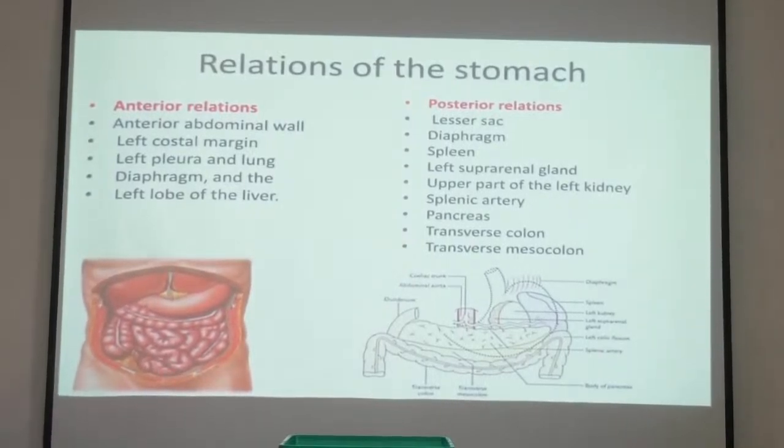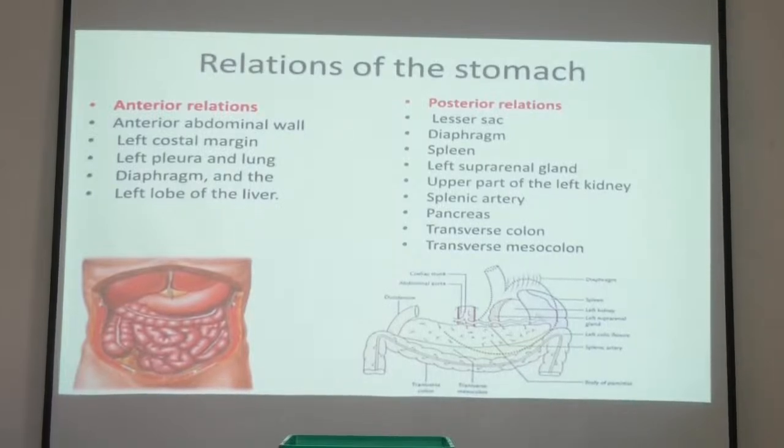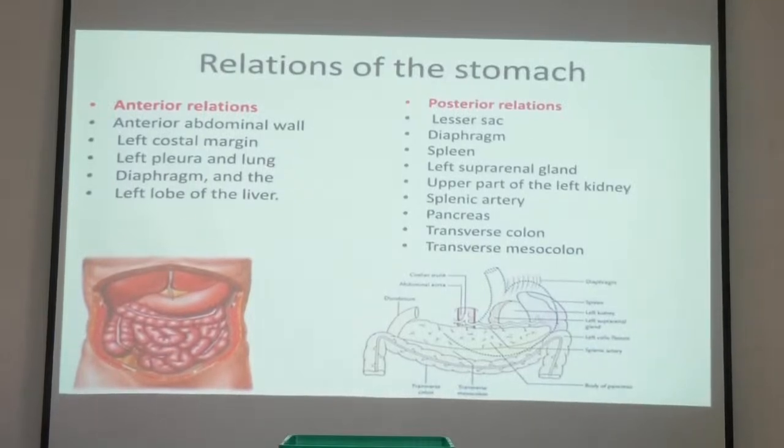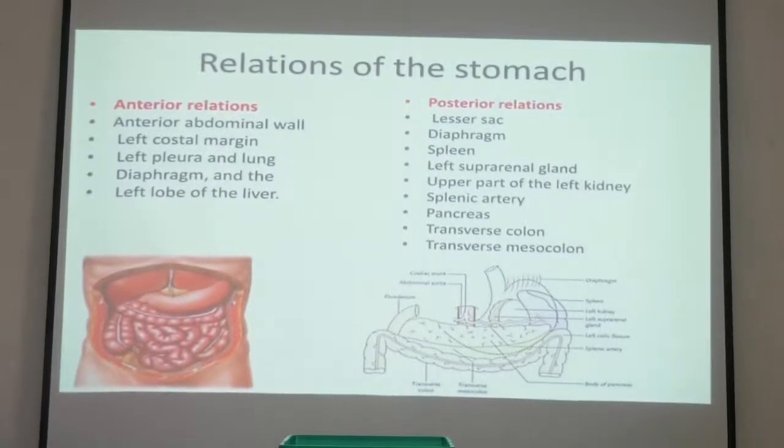First you see the anterior relations. Anterior relations of the stomach: anterior abdominal wall, left costal margin, left pleura and lung, diaphragm, and the left lobe of the liver. All these are lying anterior to the stomach.